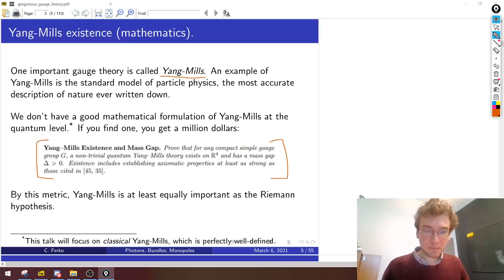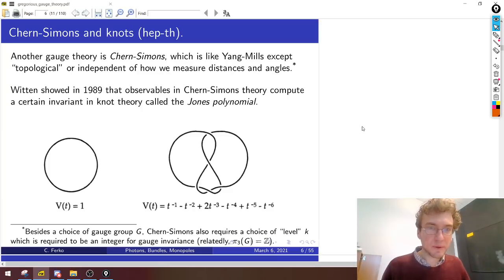So if you think that millennium problems are interesting and worthwhile, then by this metric, gauge theory and Yang-Mills are at least as important as the Riemann hypothesis, although that might be a somewhat controversial statement. And a third piece of motivation from my field is a different gauge theory called Chern-Simons, which is related to Yang-Mills, but it's somehow topological. It doesn't care about a metric or how we measure distances.